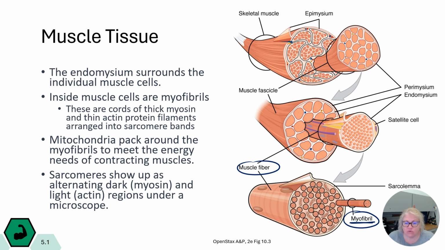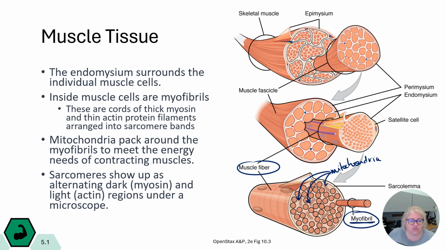You can see that the mitochondria pack around the myofibrils to meet the energy needs of the contracting muscles. Each of these is a mitochondria. Lots of mitochondria. Mitochondria can divide on their own, independent of the cell. And so if you use your muscles a lot and you build your muscles and you use them especially for aerobic respiration, you will make more mitochondria, which will make working out easier. So the more you work out, the more mitochondria you make, which makes working out easier.